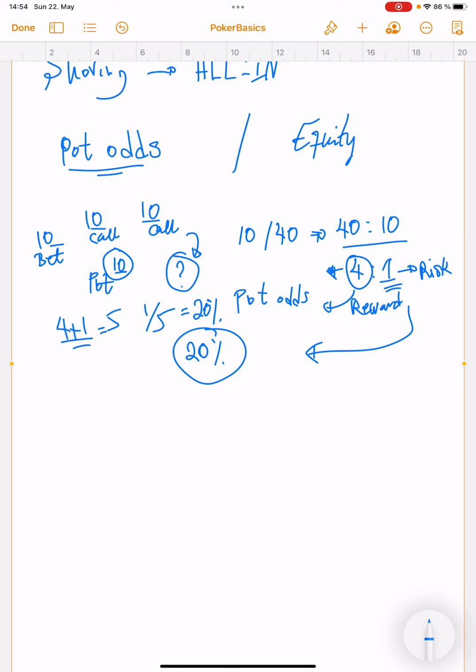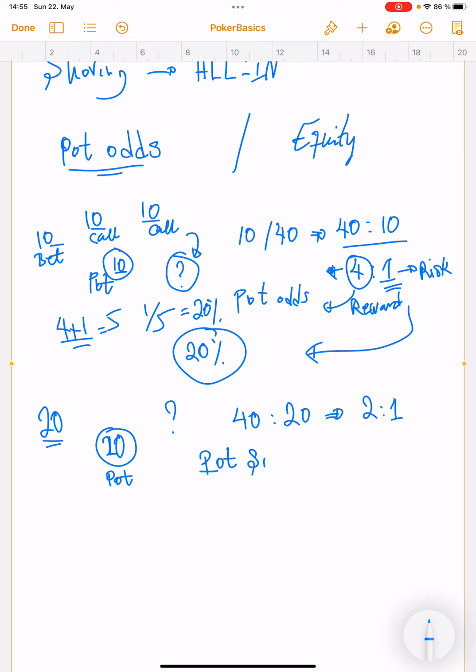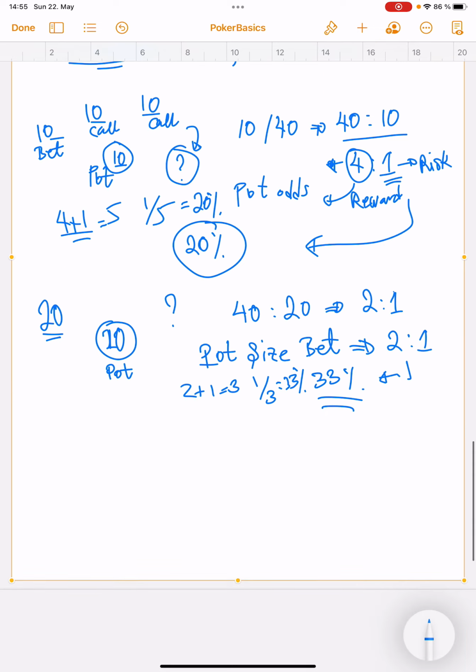This is how you calculate the pot odds. Why are pot odds important? For example, when you are playing heads up with a guy, and the pot is 20, and the guy bets 20, and you are asked whether you want to call or not. So this means 40 is already in the pot, and you need to call 20. If you make it easier, it will be 2 to 1. So always have in mind that a pot-size bet will have the ratio of 2 to 1. And 2 to 1 means 33%, because 2 plus 1 is 3, and 1 over 3 is 33%. So this is the pot odds that you will have.